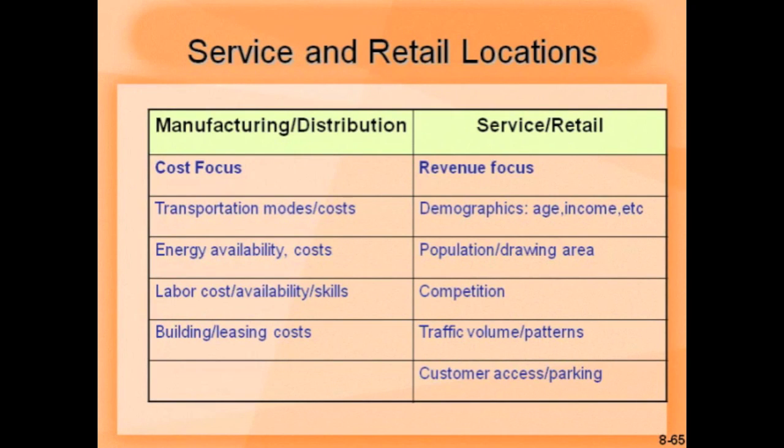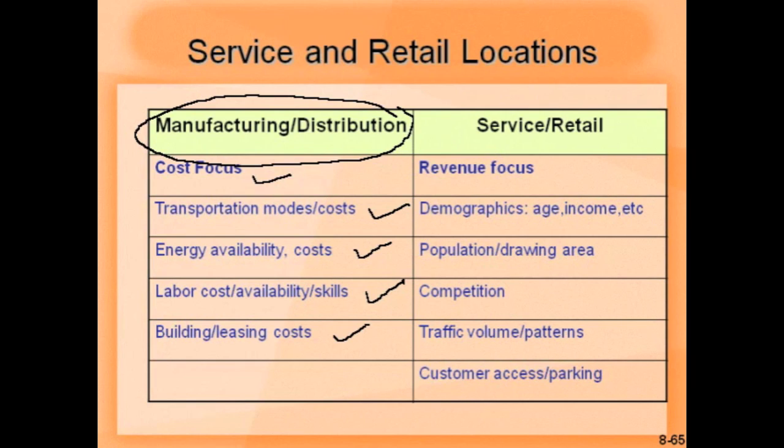Now, if you look at service and retail locations, we have earlier also compared manufacturing versus service. If you look at manufacturing, there's always a cost focus. So they are looking to basically reduce transportation costs. They look at what transportation modes can be used and what can provide the minimum cost. Also, energy availability and related costs, labor cost, building or leasing costs. So those are important when you look at manufacturing or distribution.